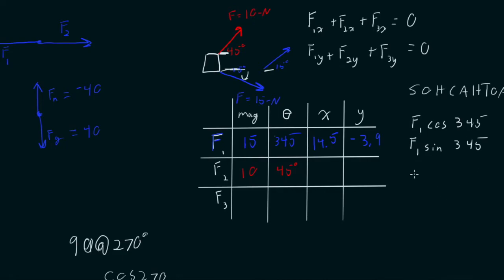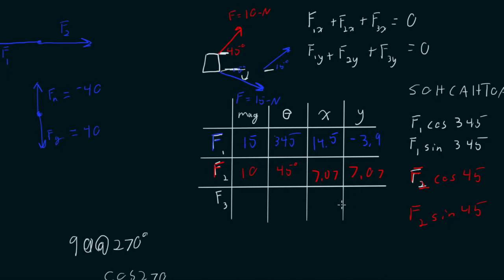Now let's do the same thing with F2. It's my red, right? Let's put this in red. So F2 cosine of 45, F2 sine of 45. So 10 times the cosine of 45 is going to give me 7.07. Then 10 times the sine of 45, you may already know this, it is also going to be 7.07. Whenever we have 45 degrees, our x will equal our y.